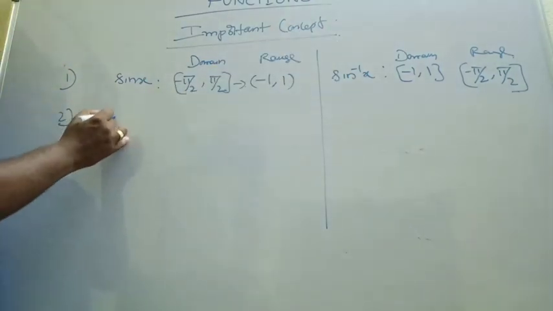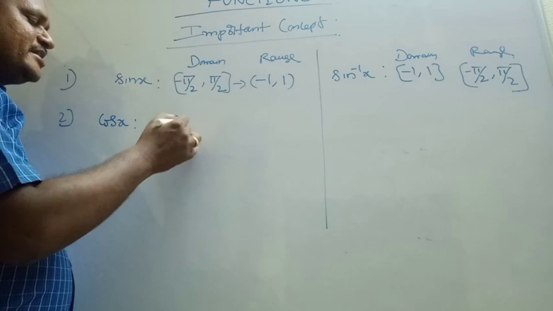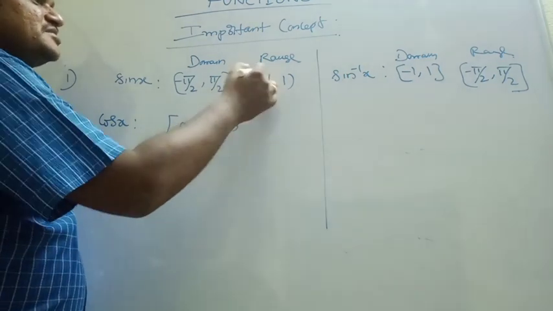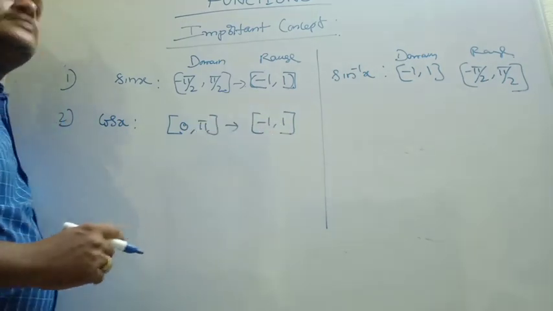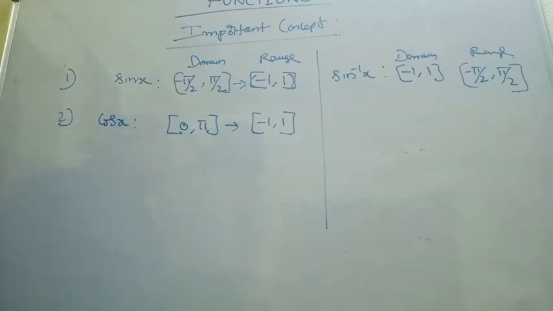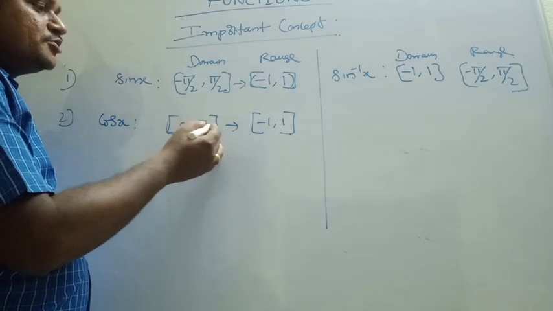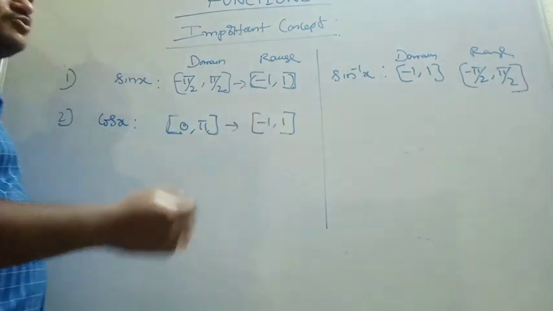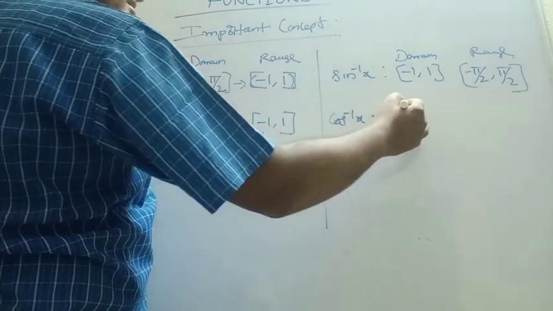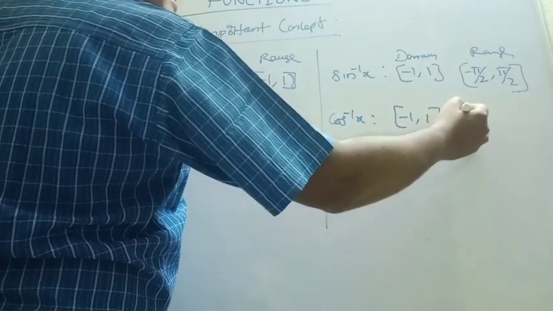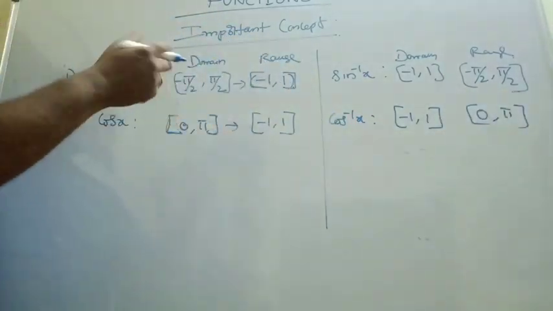Now we have cos x, the second function. The domain we are taking is 0 to pi and the range is the closed interval -1 to 1. For cos x, 0 to pi is a bijection and the range becomes -1 to 1. Therefore, since it is a bijection, cos inverse x is defined. The domain of this is -1 to 1 and the range is 0 to pi. Within this it is bijective and the inverse is possible.